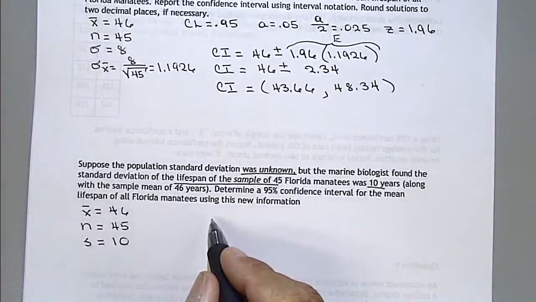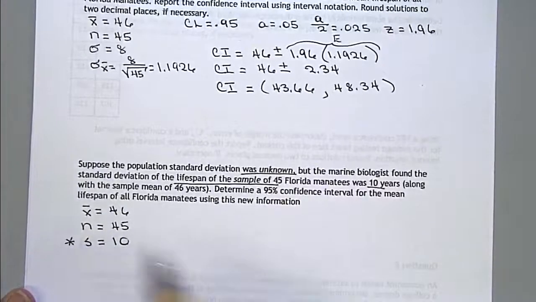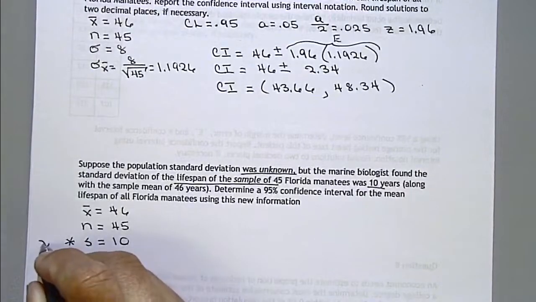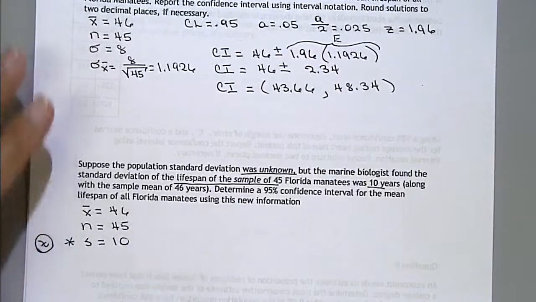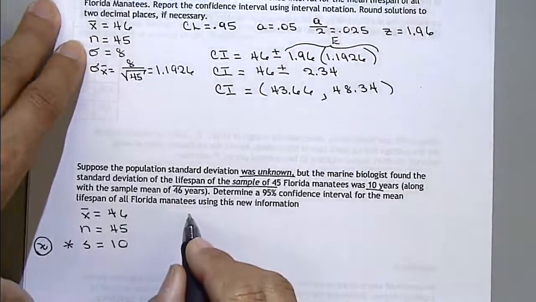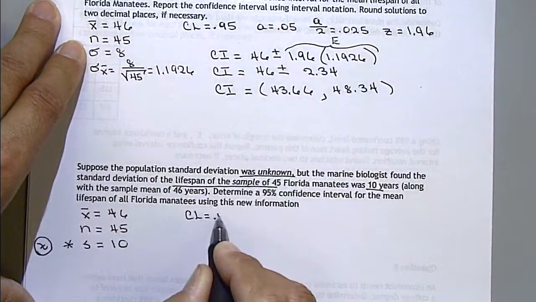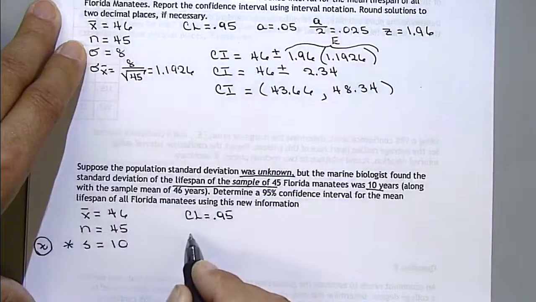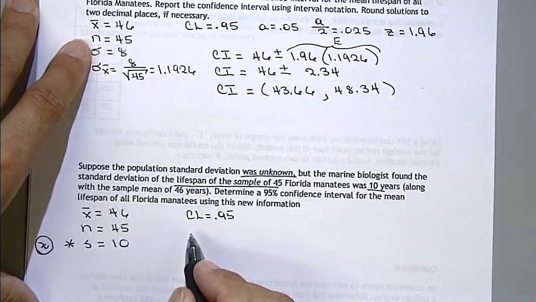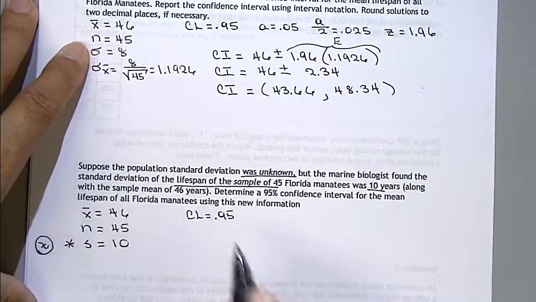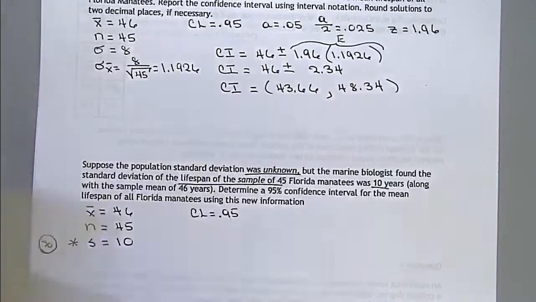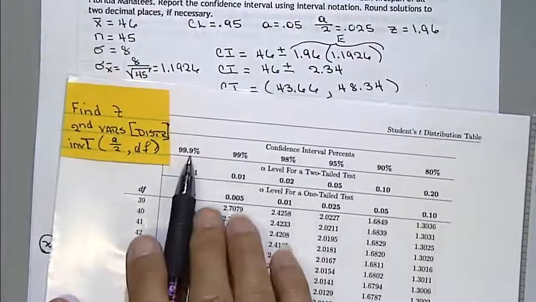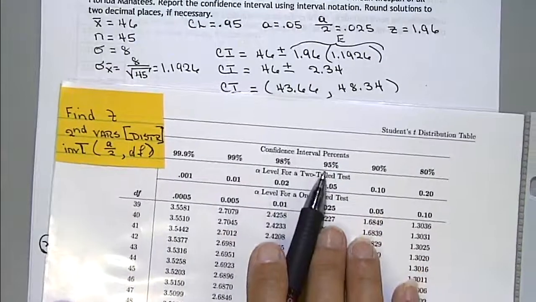But here's where it changes. This changes things for you guys. Because you don't know the population standard deviation, you must now use the t-table, okay? Not the z-table. For the t-table, you really almost don't have to go through the alpha and alpha divided by 2 thing. Look at your t-table. It says, up here in the top, it gives you confidence interval percents, 95%.